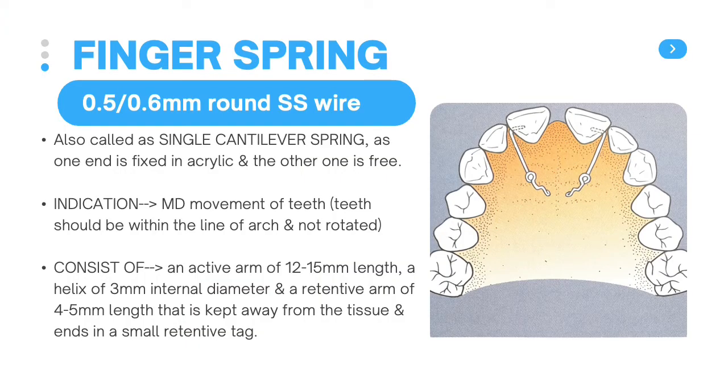Finger spring is made of 0.5 or 0.6 mm round stainless steel wire. It's also called a single cantilever spring, as one end is fixed in acrylic and the other one is free. Indication is for mesiodistal movement of the teeth, and teeth should be within the line of arch and not rotated. It consists of an active arm of 12 to 15 mm length, a helix of 3 mm internal diameter, and a retentive arm of 4 to 5 mm length that is kept away from the tissue and ends in a small retentive tag embedded in the acrylic base plate.